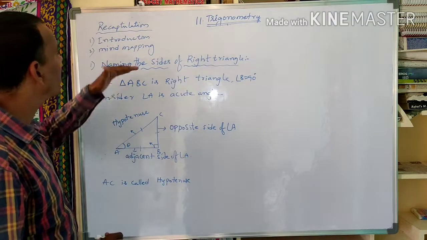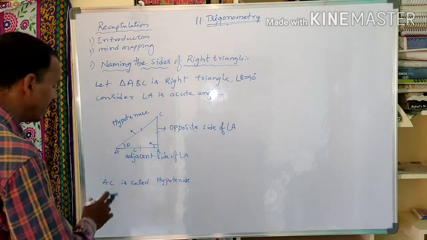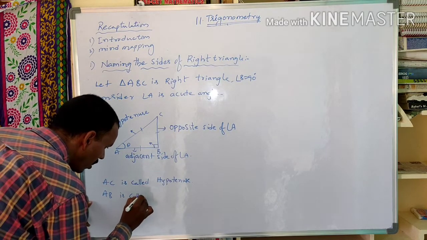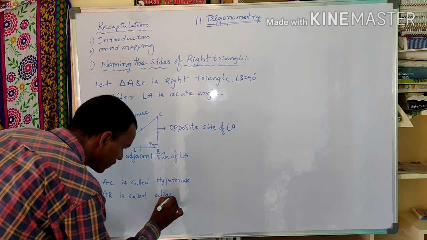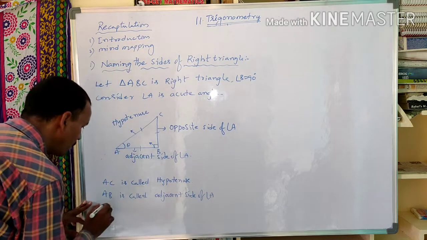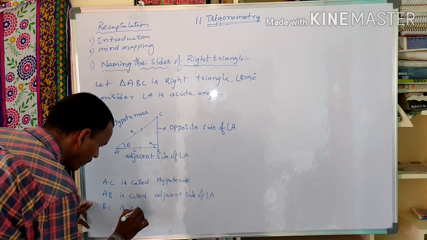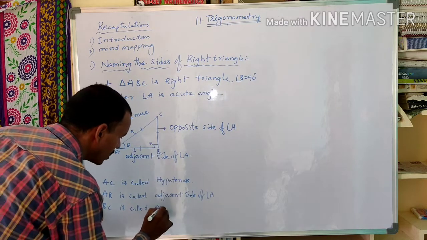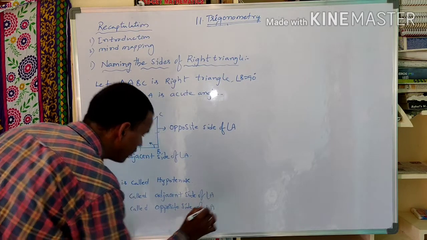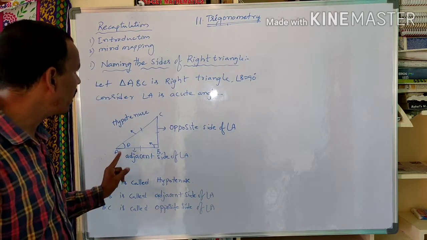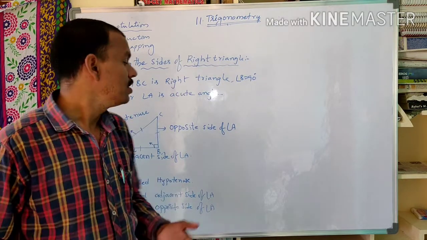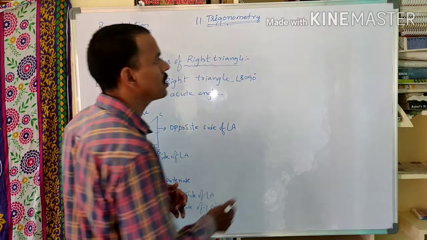So this is the naming of the sides of a right triangle. Here AC is called the hypotenuse, AB is called the adjacent side of angle A, and BC is called the opposite side of angle A. If the acute angle changes, for example if we consider the acute angle at C, then the names change again.